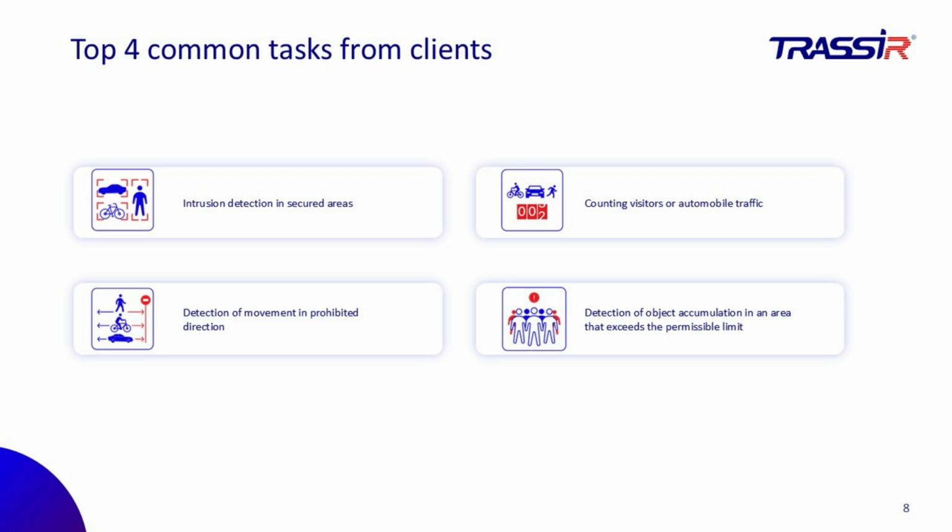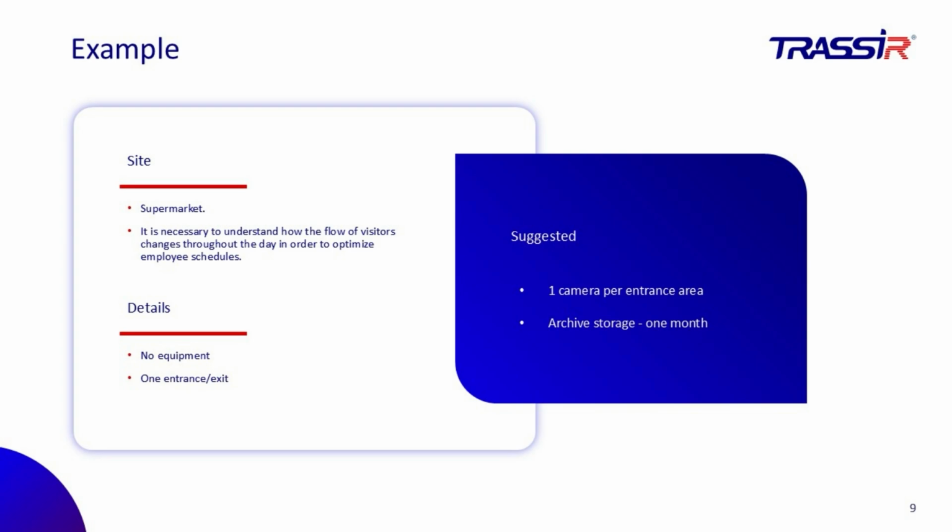Next, we will look at the top 4 tasks that can be solved using this module. Intrusion detection in a protected area. Counting visitors or car traffic. Detection of movement in a prohibited direction, detection of an accumulation of objects in the zone exceeding the permissible limit. Now let's look at one of the examples.